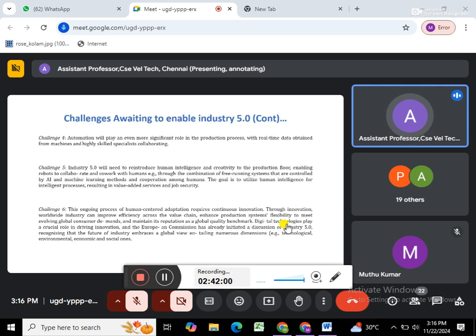And challenge 4 is again that automation will play a more significant role in the production process, with real-time data obtained from machines and highly skilled specialists collaborating.